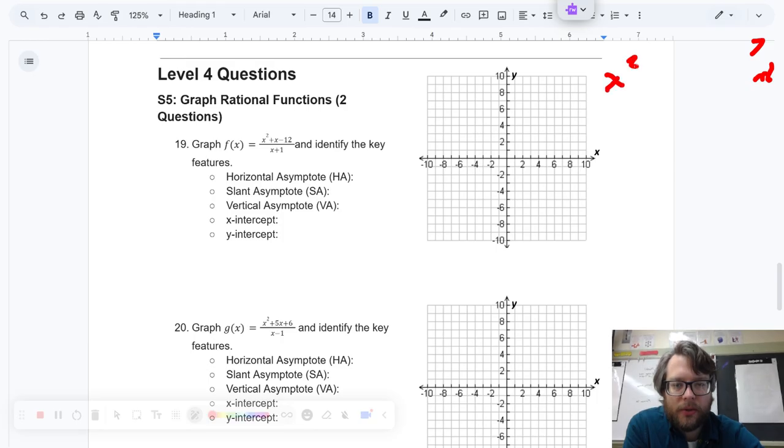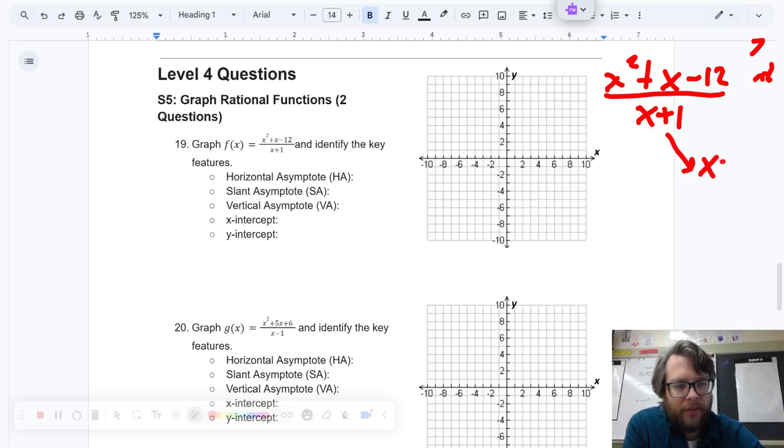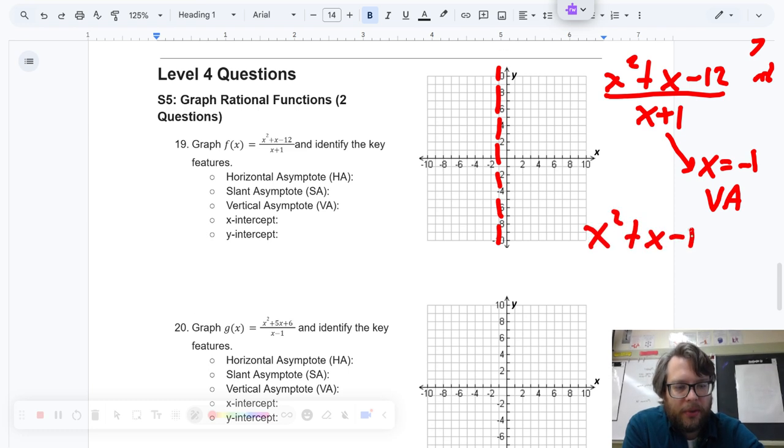If we have x squared plus x minus 12 and x plus 1, let's start just like we did on the other ones. If I make x equal -1, the bottom is equal to 0. That's a vertical asymptote. Pop it in here. If I make the top equal 0, I know there's going to be 2 answers because it's a quadratic.